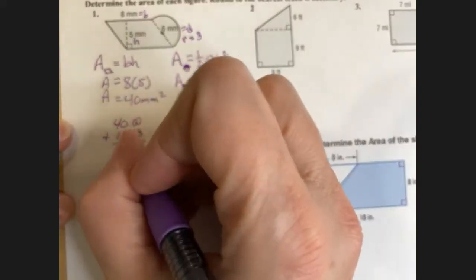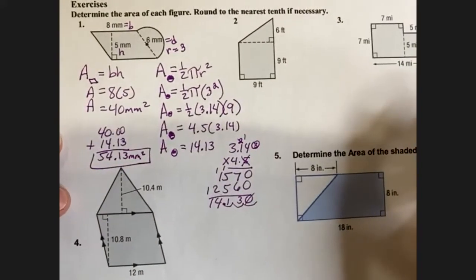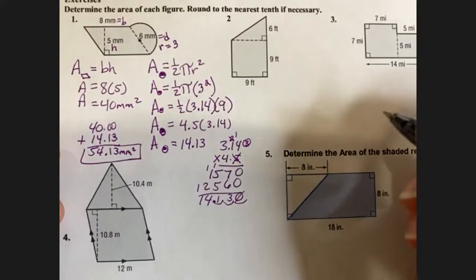And so I get a 3, a 1, a 4, and a 5. And that's 54 millimeters squared. And that's the combination there. Okay, so let's take a look at the next shape.